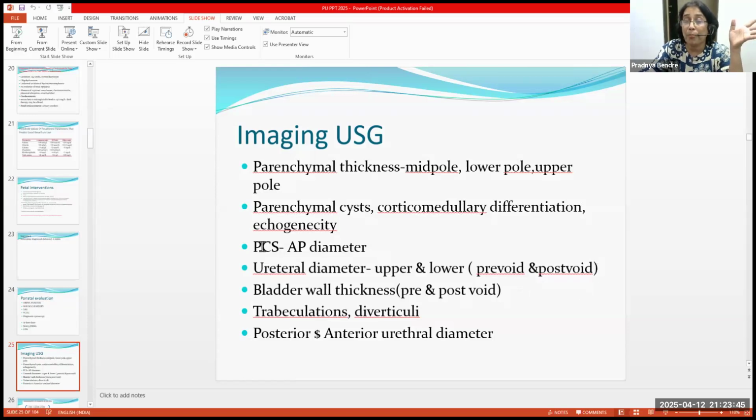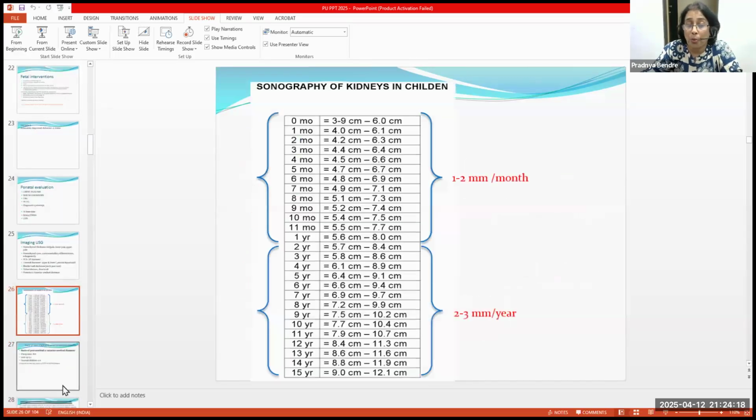The rest of the measurements are also very important, because baseline investigations and the outcome of surgery can be compared, and you would come to know whether a simple fulguration is sufficient or you need to do something else. For posterior and anterior urethral diameter, there is a study by our own Indian center, KM Hospital, and the ratio of anterior and posterior urethral diameter can tell you that it is a posterior urethral valve. That will also help with the post-operative outcome of the fulguration.